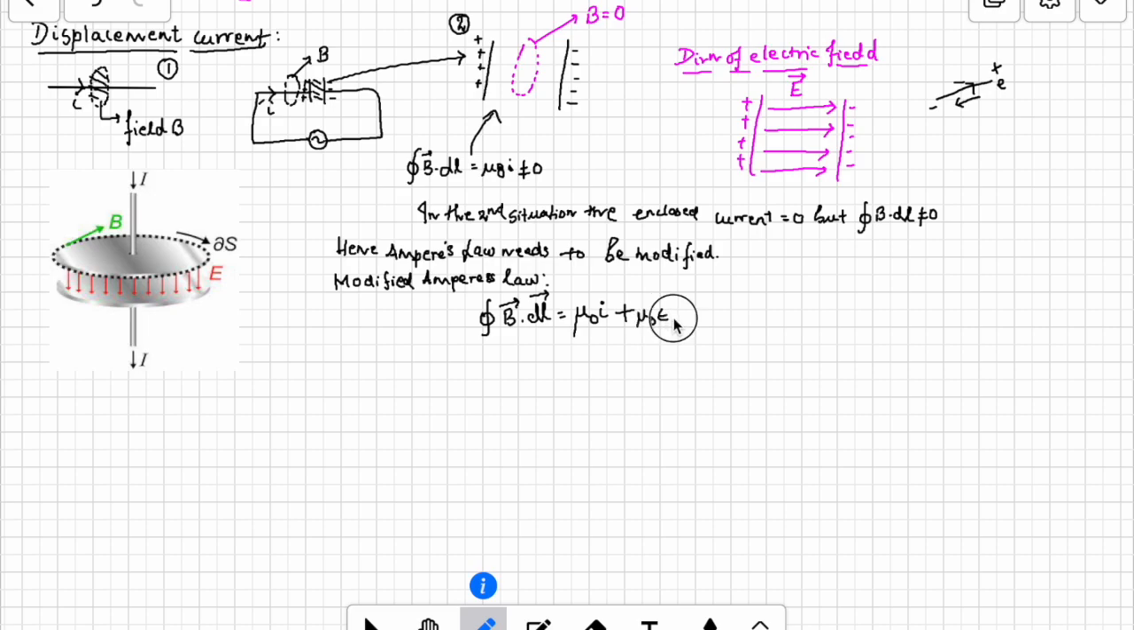We are going to look into that later, but let me write down the final equation. Mu naught epsilon naught d phi E dt. Here E basically stands for the electric field. So, phi is usually the notation for flux. So this is my modified Ampere's law. So please remember this. This is important, and this is something which we are going to derive now. So let's do it.